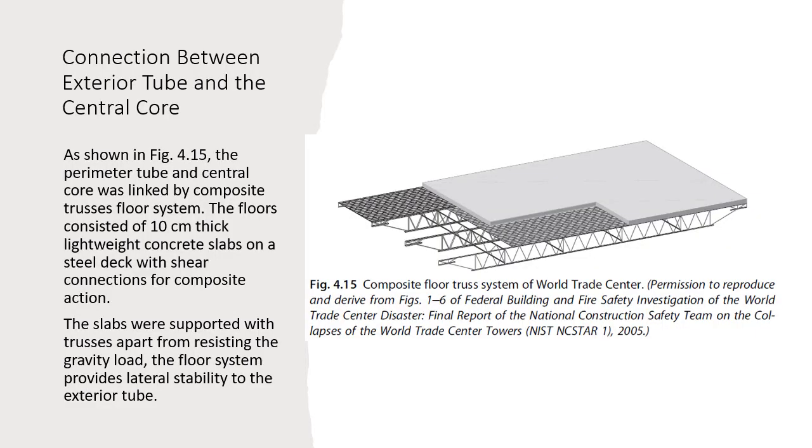Connection between exterior tube and the central core. As shown in figure 4.15, the perimeter tube and central core was linked by a composite trusses floor system. The floors consisted of 10 cm thick lightweight concrete slabs on a steel deck with shear connections for composite action. The slabs were supported with trusses apart from resisting the gravity load. The floor system provides lateral stability to the exterior tube.